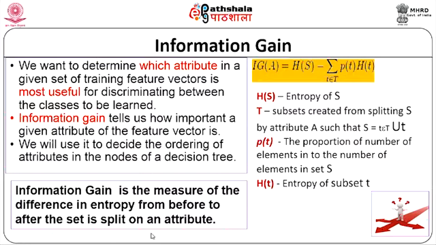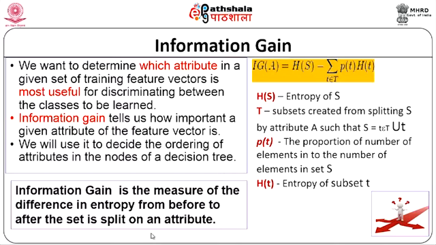We want to determine which attribute in a given set of training feature vectors is most useful for discriminating between the classes to be learned. So, information gain tells us how important a given attribute of the feature vector is. We will use it to decide the ordering of the attributes. So, we try to find out which attribute is the most useful for discriminating, and information gain will tell you which attribute to use, and we will use it to decide the order in which the attributes will be tested.